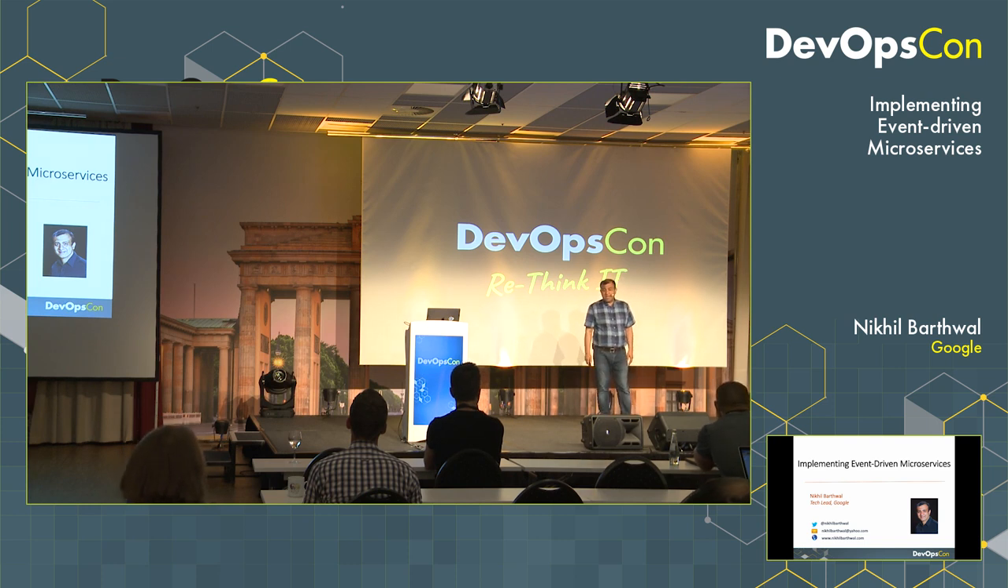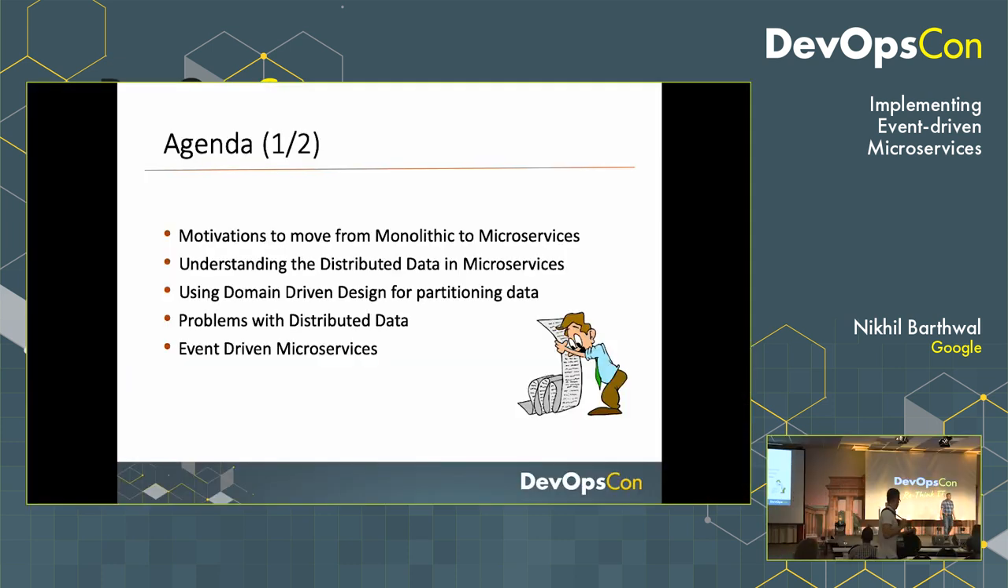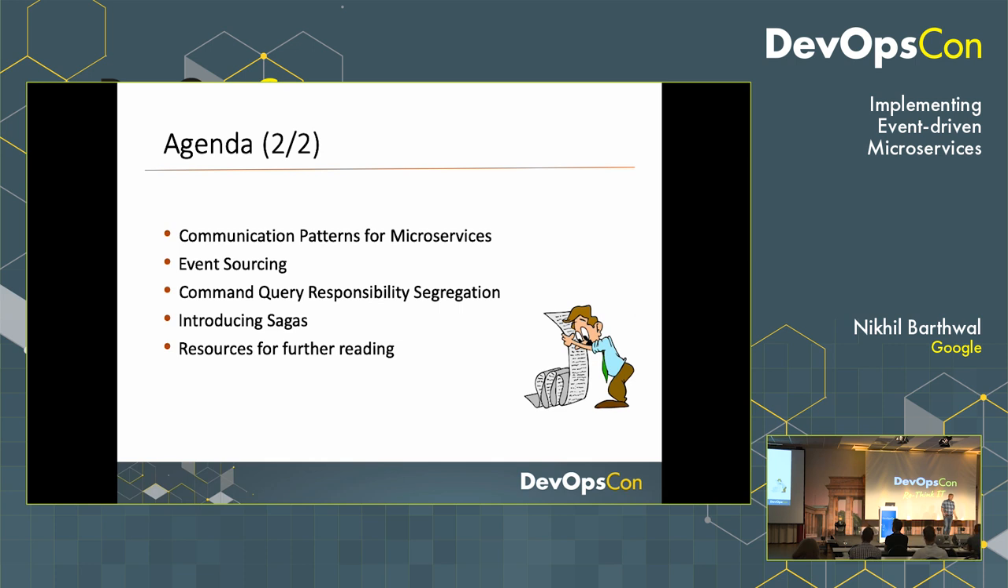So the agenda I have is I'll start with the motivation of why we would want to move from monolithic to microservice. I'll go on with understanding the problem of distributed data in microservices, use domain-driven design to partition the data. And finally, the motivation of why we want to do event-driven microservices. And continuing around that, what are the patterns, architectural patterns, like event sourcing, CQRS, and finally ending up with how you would solve the distributed data problem using sagas. And of course, towards the end, I have some reference for further reading.